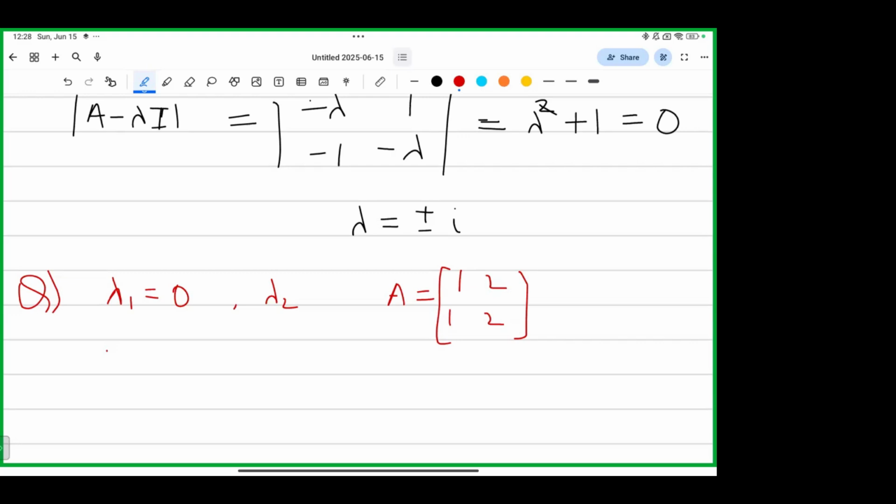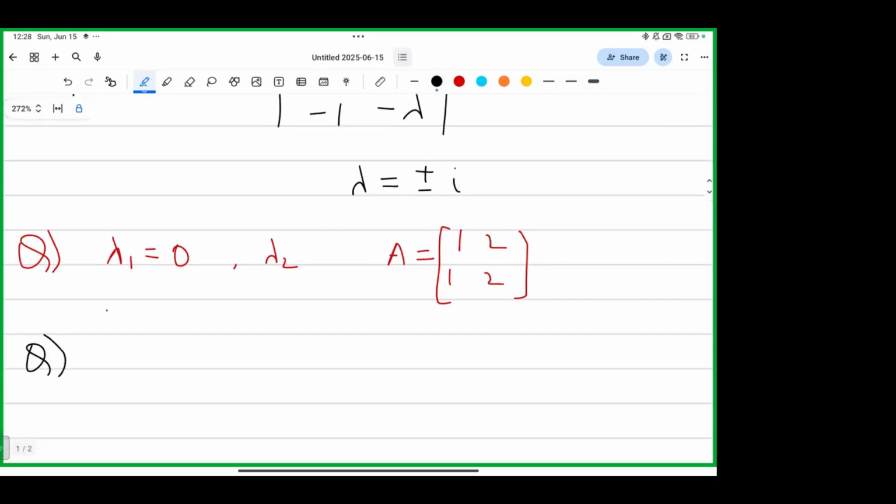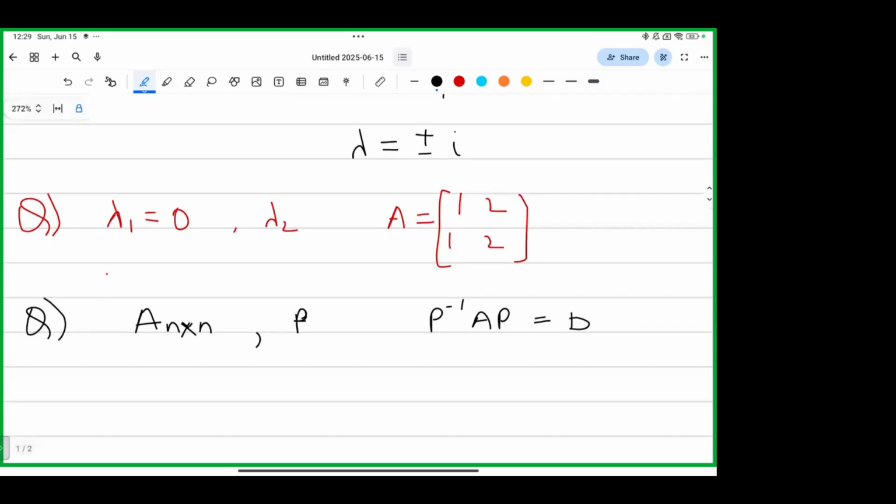Next question is, what is diagonalizability? So an n cross n matrix A is diagonalizable if there is an invertible matrix P such that P inverse A P is equal to a diagonal matrix D. Then A would be a diagonalizable matrix. Okay, very good. And what is the minimal polynomial of a matrix? So I'm not very sure about it. Okay.